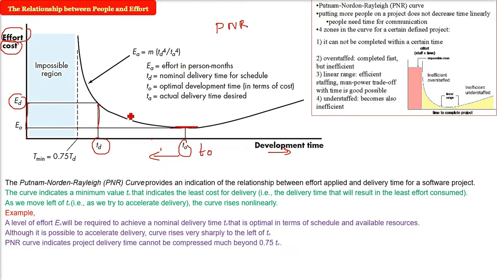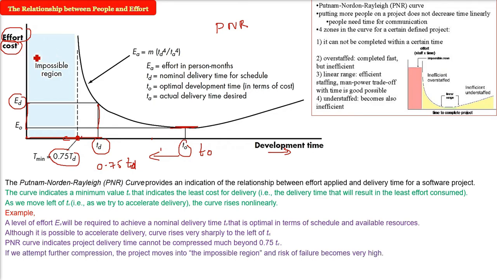So the PNR curve indicates project delivery time cannot be compressed much beyond 0.75 td, because beyond 0.75 td, I'm talking about the left hand side, going on the left hand side, below this 0.75 td, this is an impossible region, an impossible zone. If you want to compress and go into the impossible region, the project is full of failure. The risk of failure becomes very high.